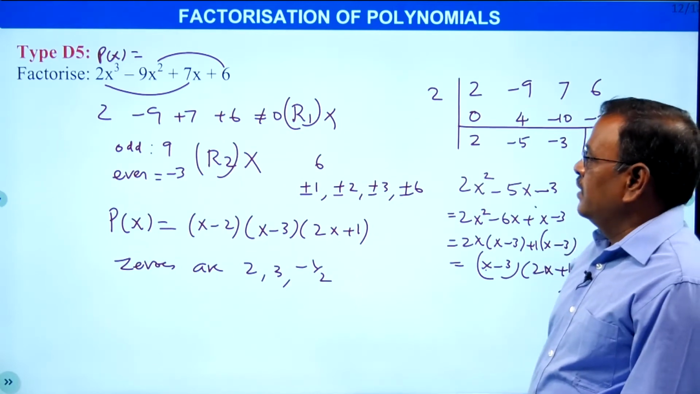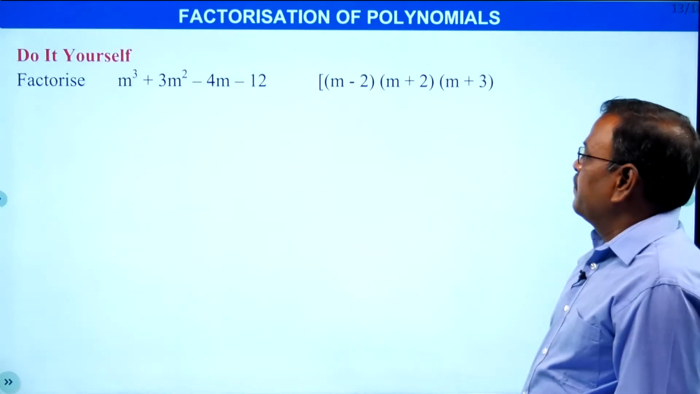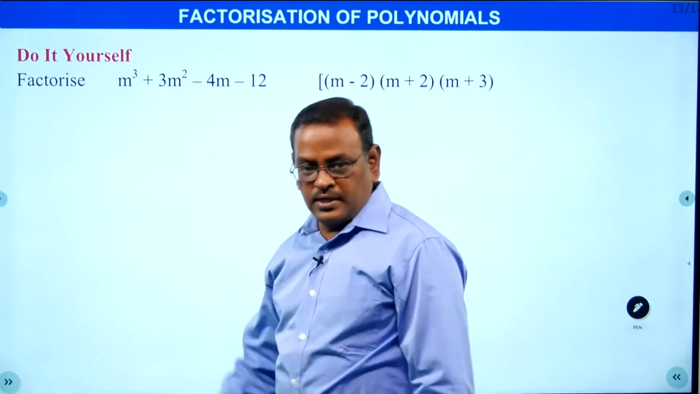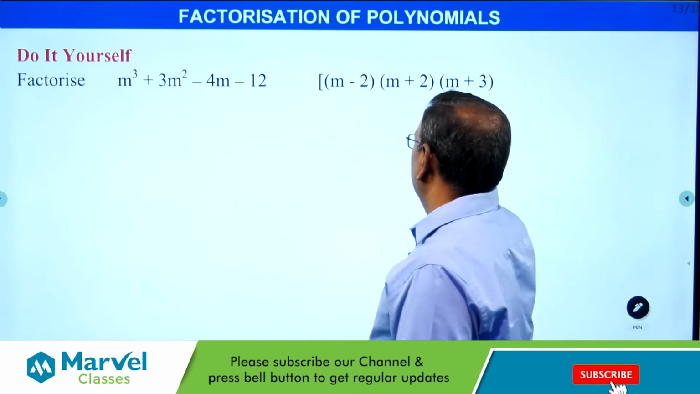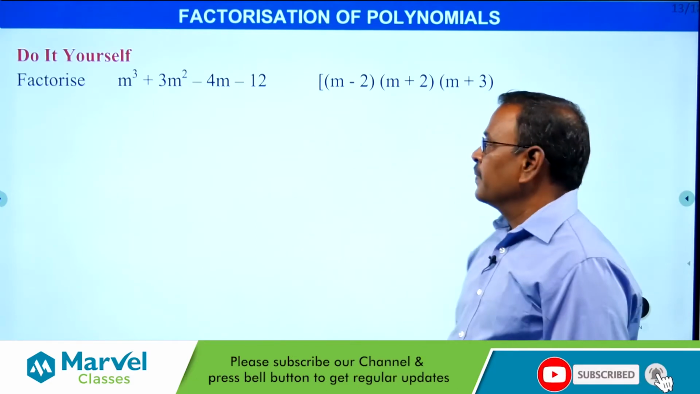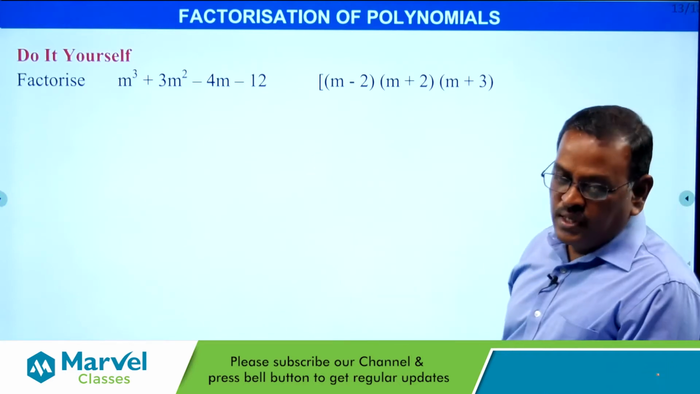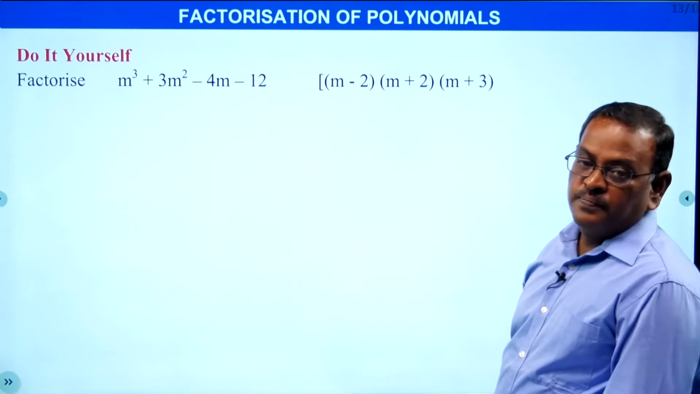Okay. And this is an example for this type 5. See here, instead of variable x, here m is given. You can use any variable. Say m cube plus 3m square minus 4m minus 12, the factors are given. Okay. Do it yourself, very important. If you practice these do-it-yourself problems, it will be useful for your school and board examination. Okay. Thank you.